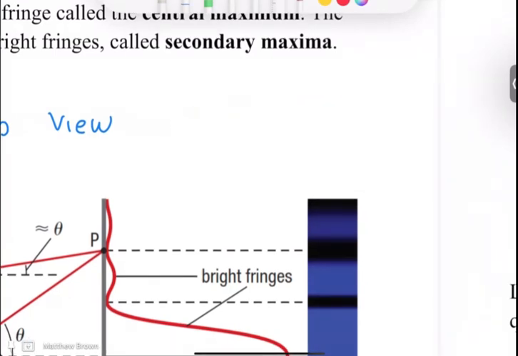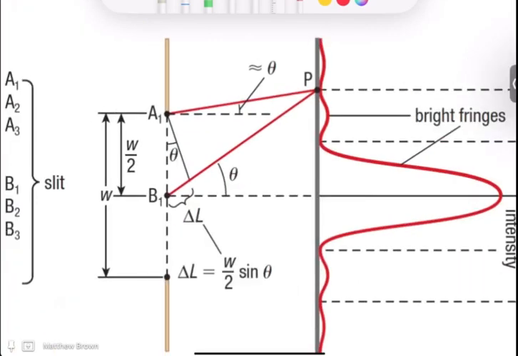So if we look at it that way, then we can look at this and say, okay, that's a right triangle here, and the sine of theta is this extra bit here that the light from B has to travel, that extra bit we'll call delta L. The sine of theta is then delta L over the hypotenuse of that triangle, W over 2. Multiply both sides by W over 2, and you get that.